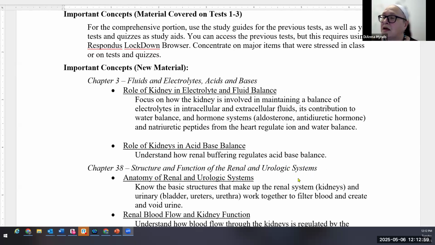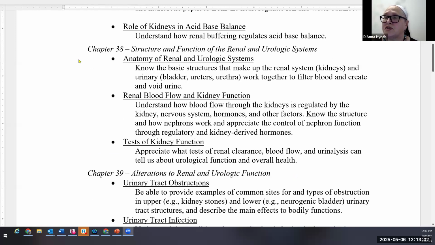And then we got into how the kidneys work. Chapter 38 is also normal physiology, and that is used to understand alterations. Most of the questions are going to be about alterations, because this is pathophysiology. It's going to be about alterations to renal and urologic function. But we will walk through some of the information about how the kidneys actually work. We talked about the unique anatomy of the kidney, the bladder and ureters, things like that, the excretory part of the urologic system.